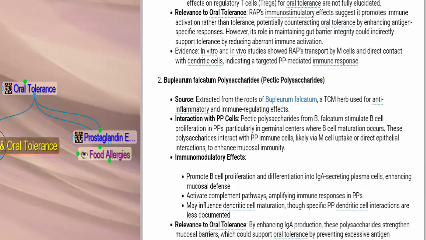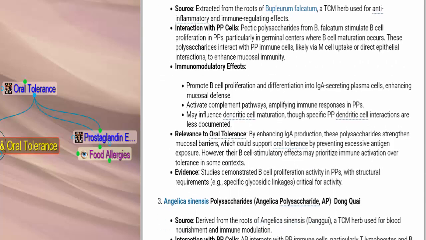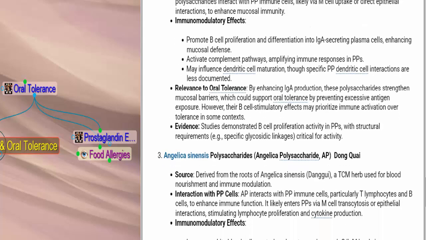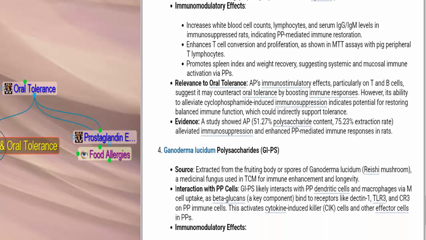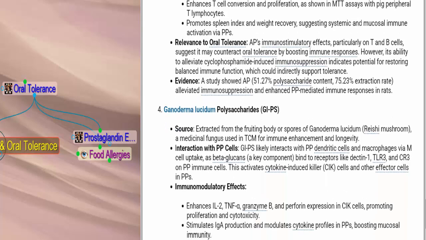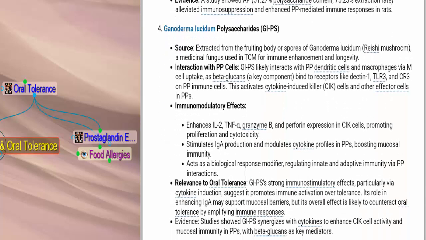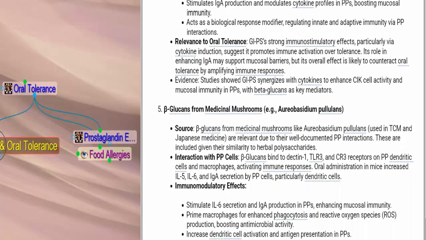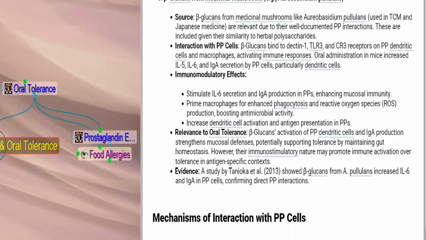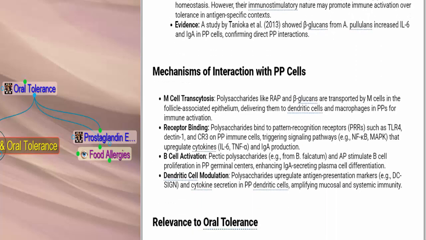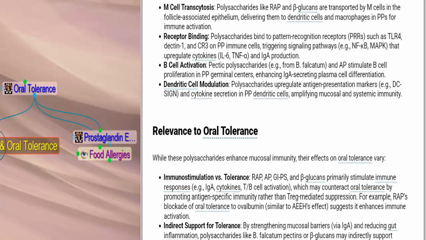Bupleurum polysaccharides, Dong quai polysaccharides, Ganoderma, or that's reishi, and in general beta-glucans from various medicinal mushrooms. Here are the mechanisms of interaction and the relevance to oral tolerance.